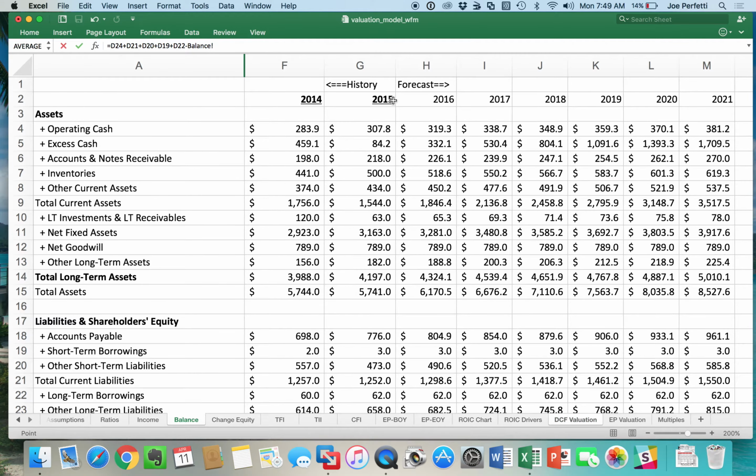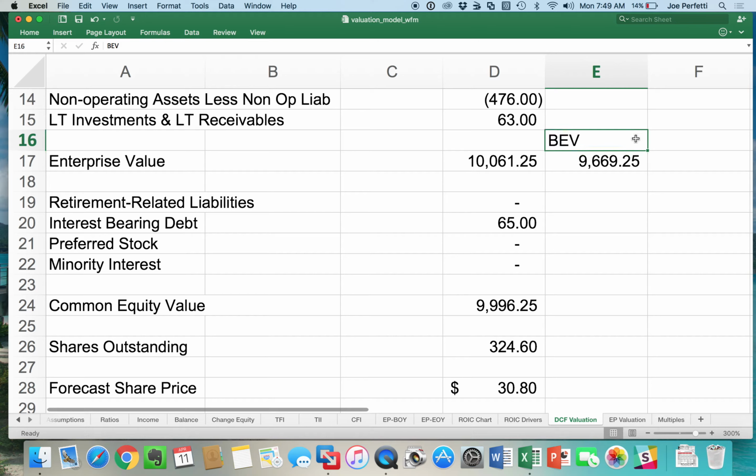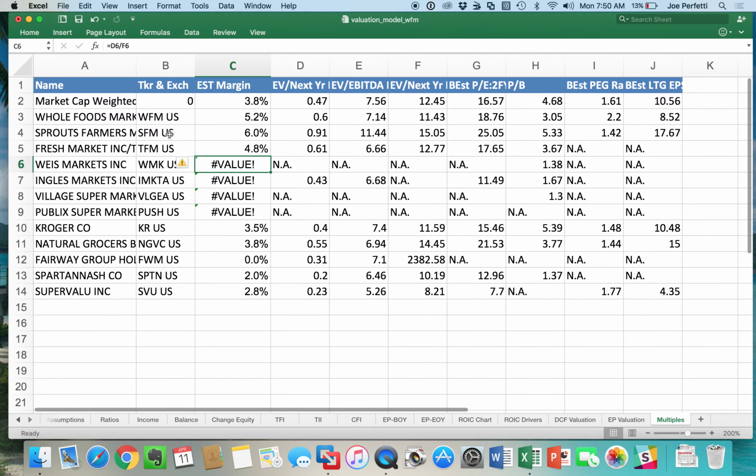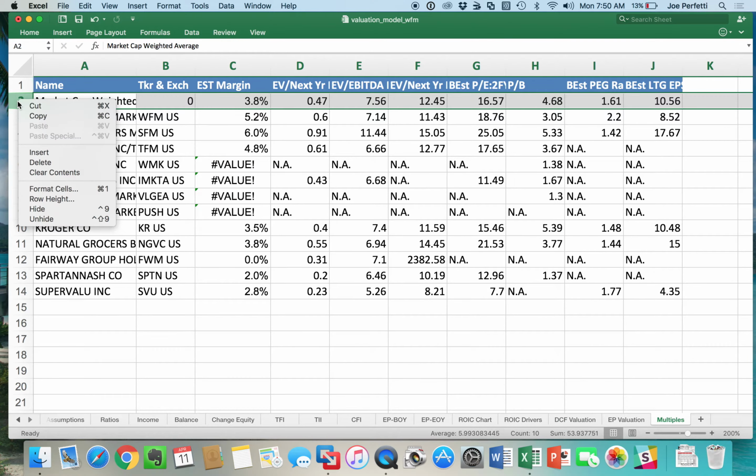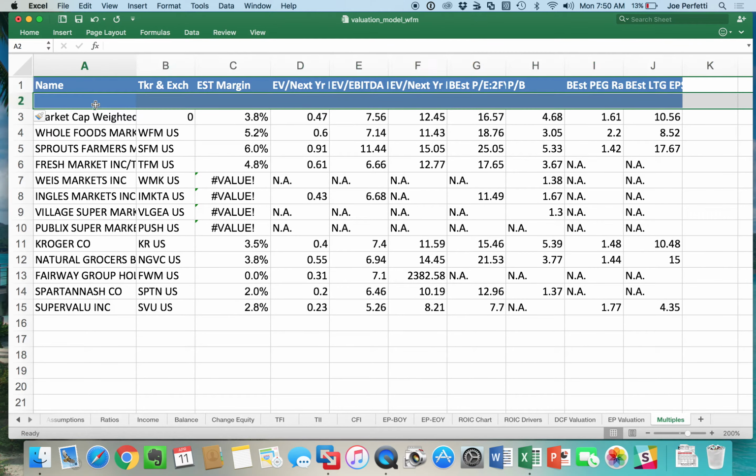And then we would subtract all the cash. So go back to the balance sheet and take the operating cash and the excess cash. Basically this is what I would call the Bloomberg equivalent enterprise value. So it is the enterprise value minus the cash, and that's the way that Bloomberg calculates it. Now I'm going to go to the multiples tab and insert a row, and I'm going to call this the implied multiples.